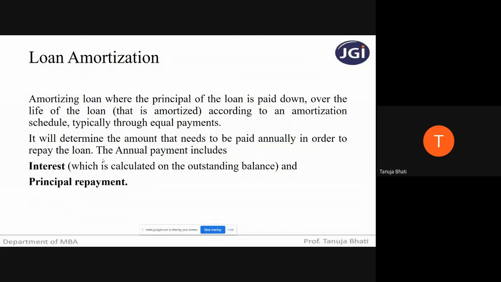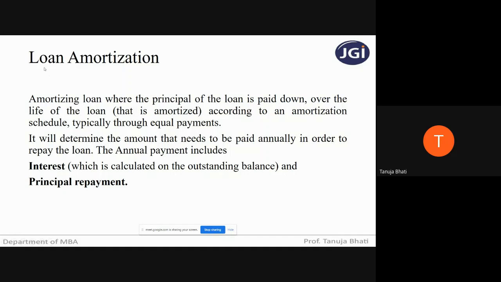What is the annual repayment that we are supposed to make? It will determine the amount that needs to be paid annually in order to repay the loan. The annual payment includes, as I told you, interest and principal repayment. Interest is always calculated on the outstanding balance. Now I will explain how we calculate annual payment, interest, and principal repayment shortly.